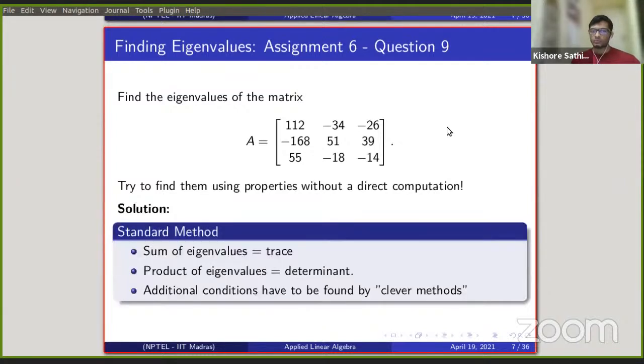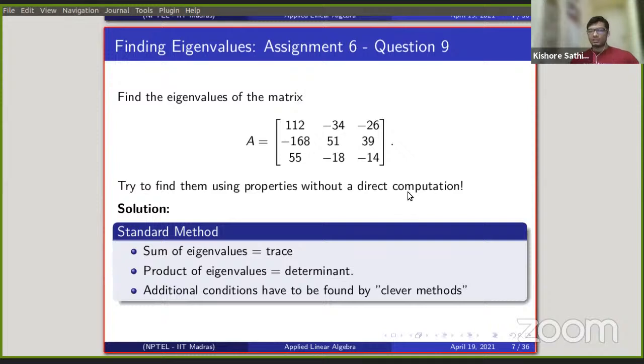Right, next. Anytime we have these kinds of questions, at least from an exam point of view, there is always a standard method to solve this. The first property that we use is that the sum of the eigenvalues is the trace, which is the sum of the diagonal elements. In this case, 112 plus 51 minus 14. And the second property is that the product of the eigenvalues is the determinant of this matrix. Any additional conditions have to be found by clever methods.